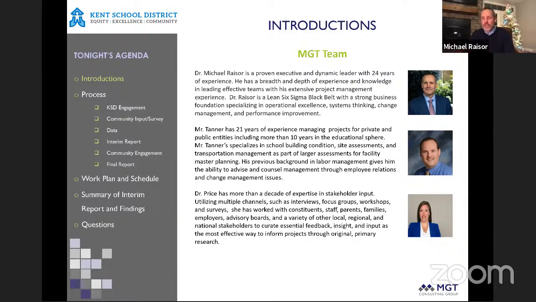But more than proportionally, just in sheer number, I think I've told you this before, we're doing a project with Fairfax County, Virginia, which is a school district with 180,000 students. We have gotten more feedback from Kent than from that community. So it is a true testament to your community.